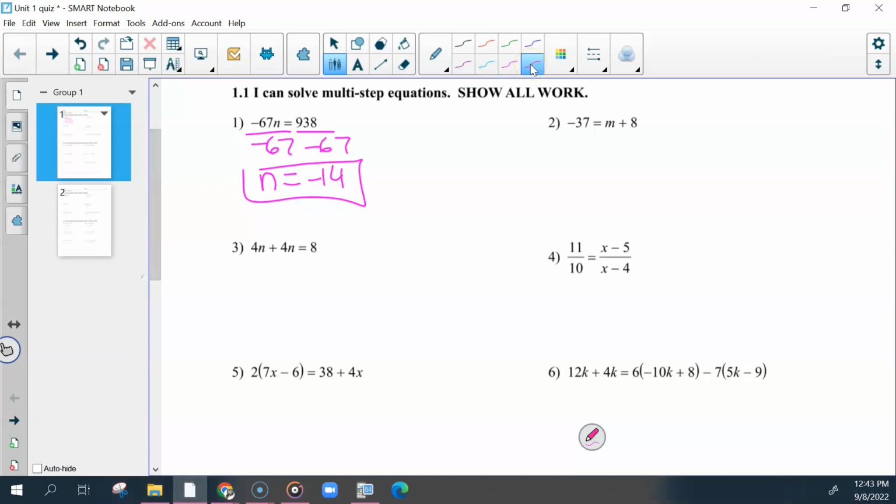Questions on 1. For number 2, you needed to get rid of 8. The easiest way to do that would be subtract 8 on both sides. So negative 45 equals m was your final answer there. Questions on that one?